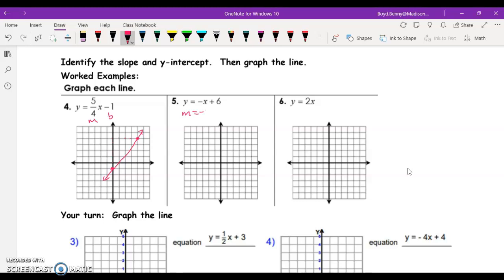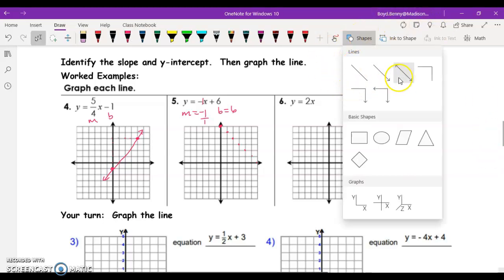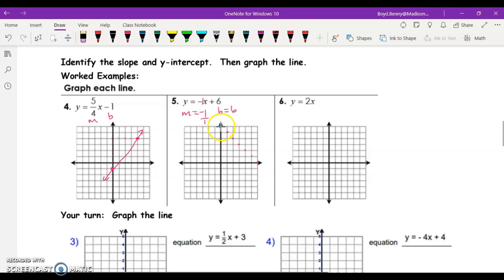Here I see my slope is -1. Remember there's a -1 there. And my y-intercept is 6. So I'll start off at 6. 1, 2, 3, 4, 5, 6. My slope is -1, so that would be down 1 and over 1. And so this graph should pass through all of those points right there. Let me grab my line tool and do this one with the line tool. And so that would be my graph of that equation.